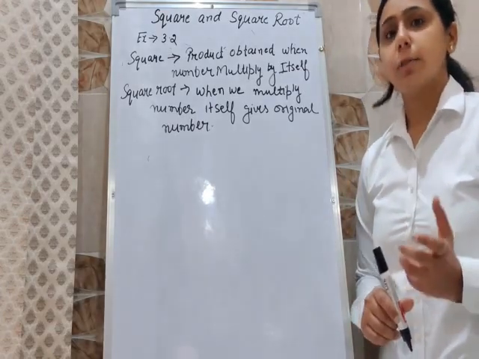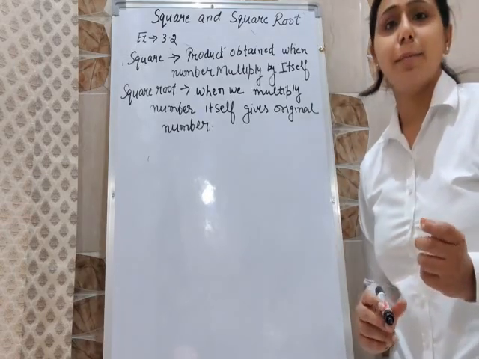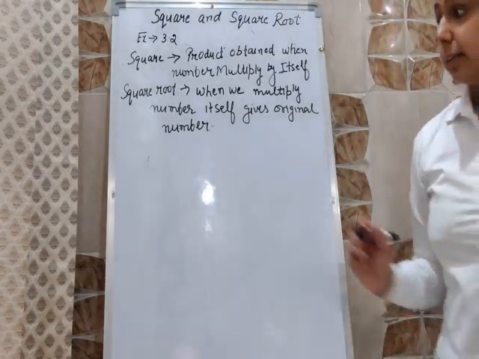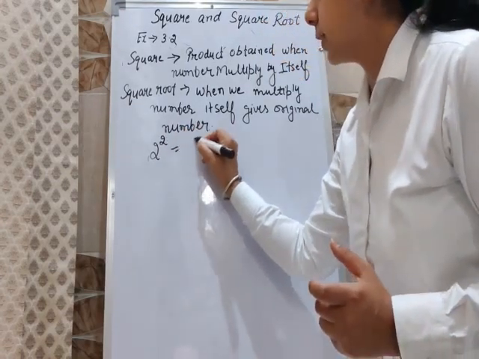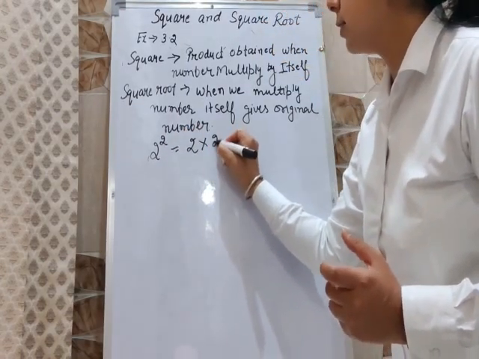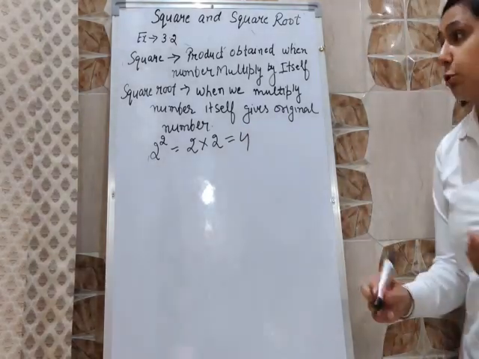So let's start from the basics. What is a square? A product obtained when a number is multiplied by itself. Let's see one example. Square of 2 means 2 multiplied by 2, that is 4. If I want to find out the square root, what is a square root?